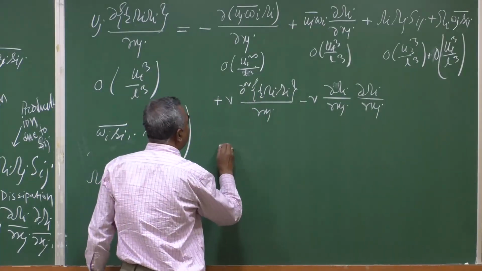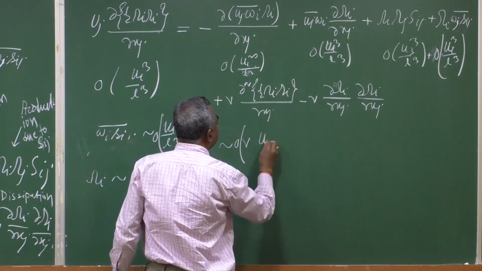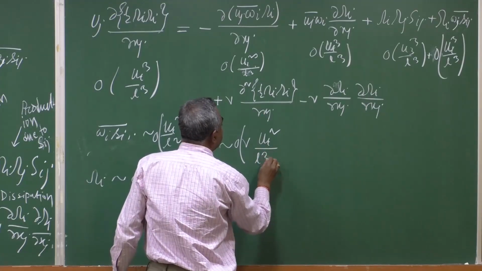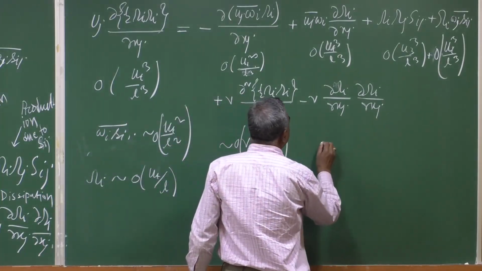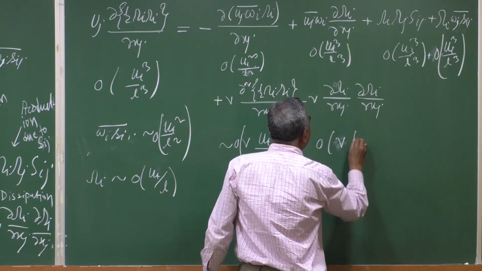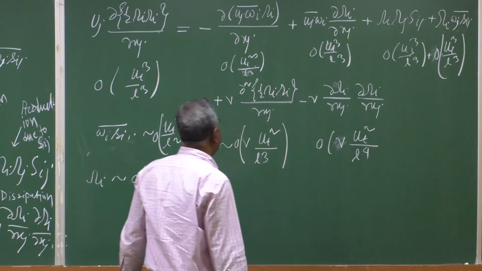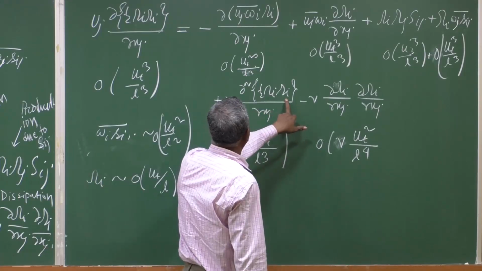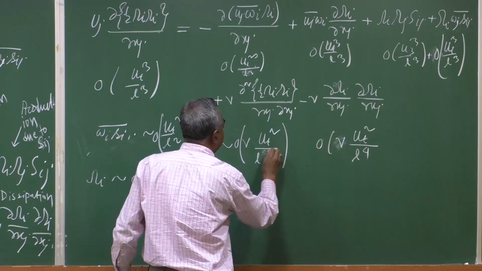If you see the order of magnitude of this term, that is basically your nu into ut square by L cube. Okay. So, this is L and this is what? This is also order of nu ut square by, okay. So, there is a mistake here. Okay. So, this should be L to the power 4.